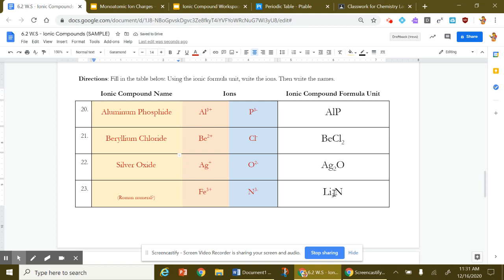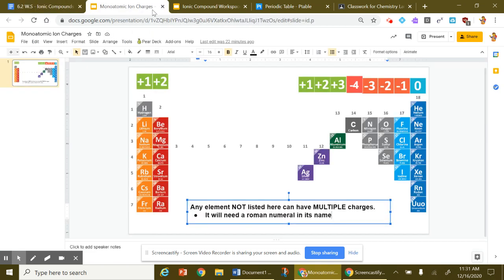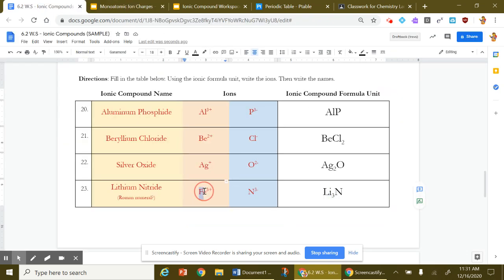Last one. Li3N. Well, Li, I know Li is lithium. And I know N is nitride. Now what's the charge of a lithium? Let's find out. Li, lithium, has a 1 plus charge. So this is Li, 1 plus. And nitride, we've done that before, it is 3 minus. So again, lithium nitride and no Roman numerals needed, because again, lithium always has the same charge. Remember, Roman numerals are only for those elements that have multiple possible charges.